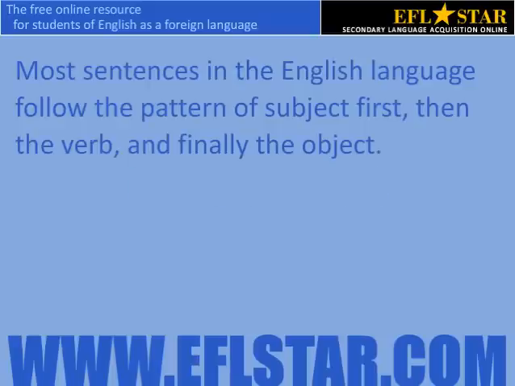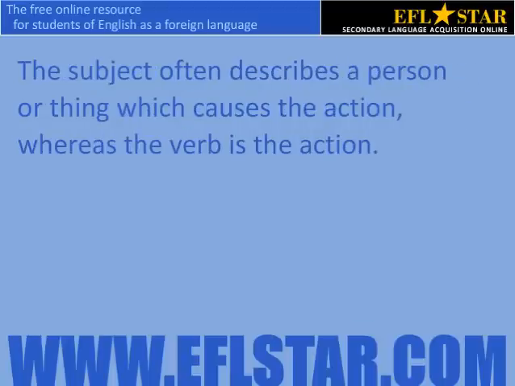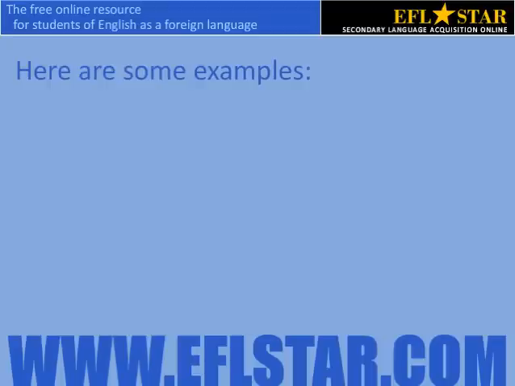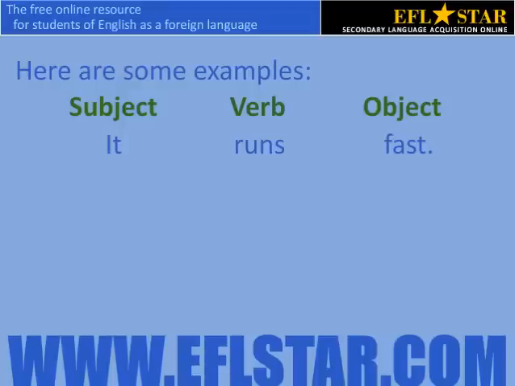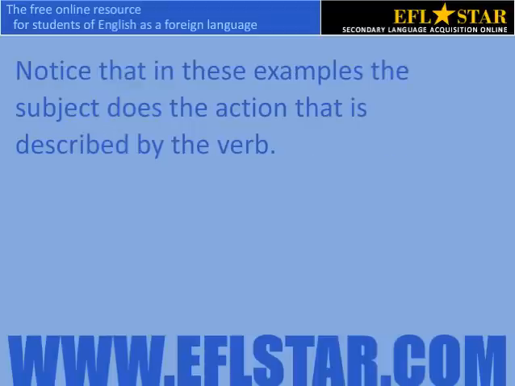Most sentences in the English language follow the pattern of subject first, then the verb, and finally the object. The subject often describes a person or thing which causes the action, whereas the verb is the action. Here are some examples. I write. You study. He sings. She dances. It runs fast. We waited. They laughed. Notice that in these examples, the subject does the action that is described by the verb.